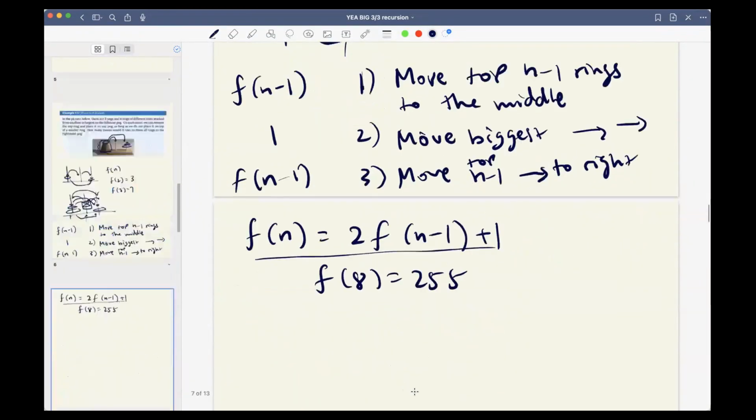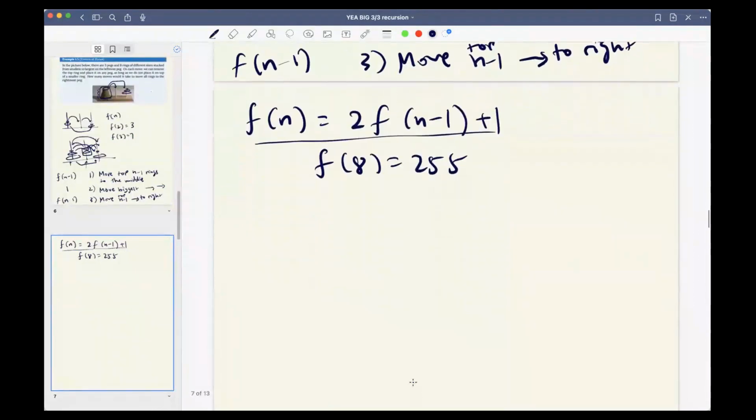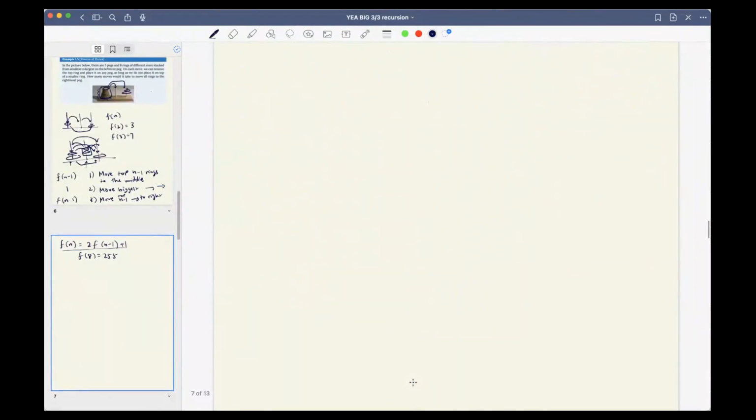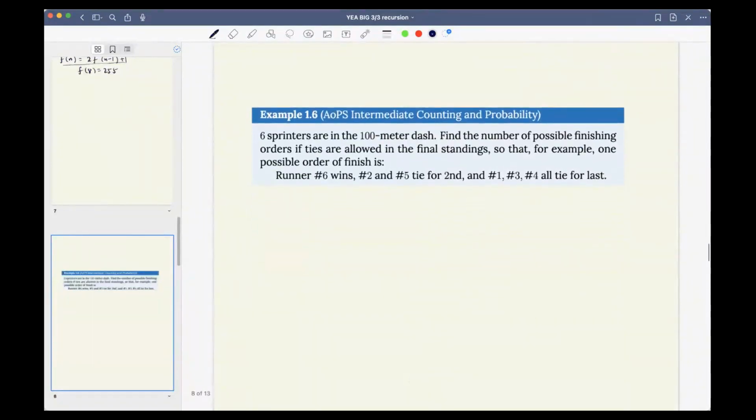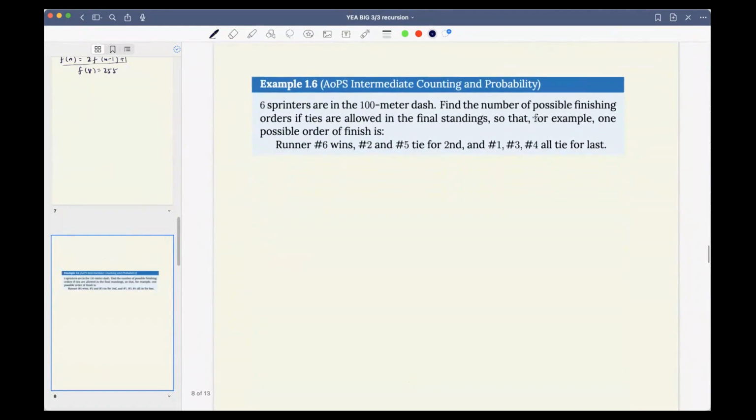But yeah. All right, we have 6-ish minutes, so I think that's enough time to do one more question. So we're not getting to states today. Yeah, so for this problem, we have 6 sprinters and they're in a race. So we want to find the number of finishing orders if ties are allowed in the final standings. So this is one example that is allowed. We can have any ties for any place.